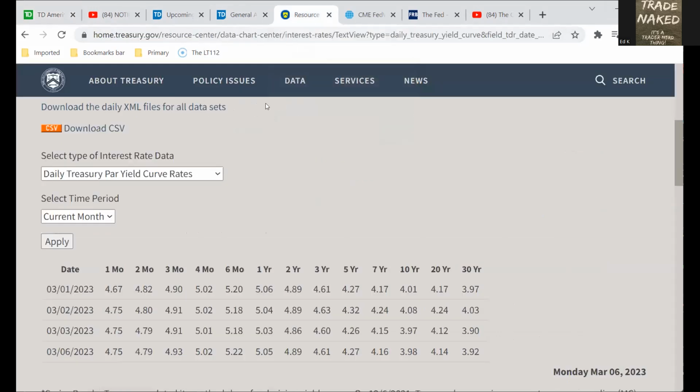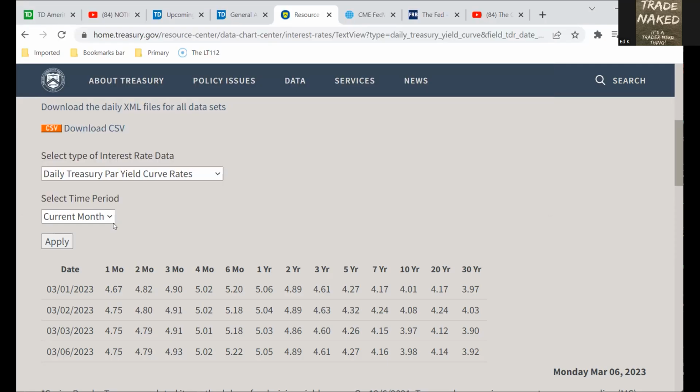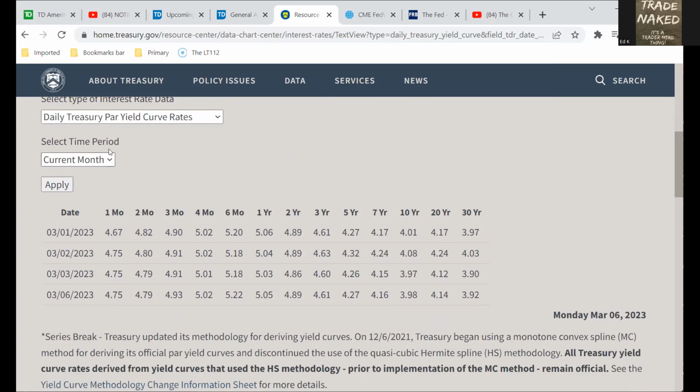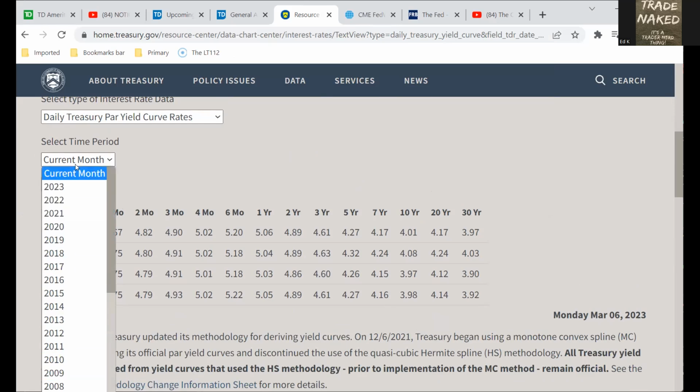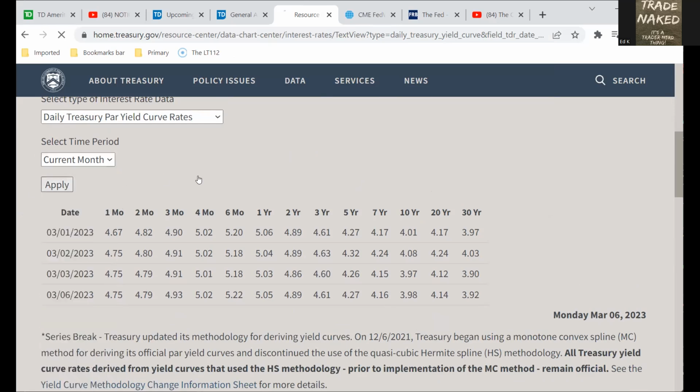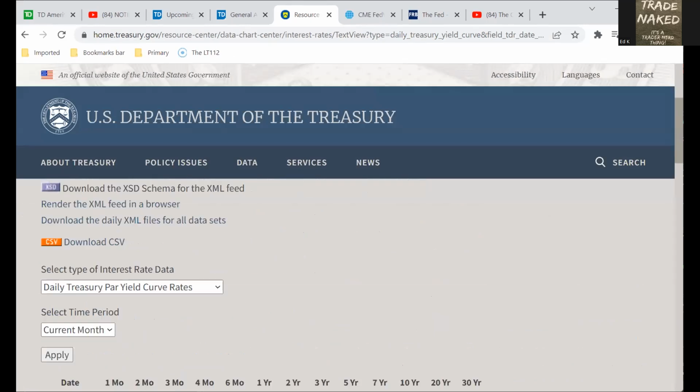And the first thing I want to show is this page. If you go into my room, in the Treasuries Strategies section, I have all these windows pinned. So feel free to click on those. This gives me the Treasury yield curve rate. You can look at various years in the past. You can also look at the current month and then click apply, which is what I like to do. It tells me where the rates have been.